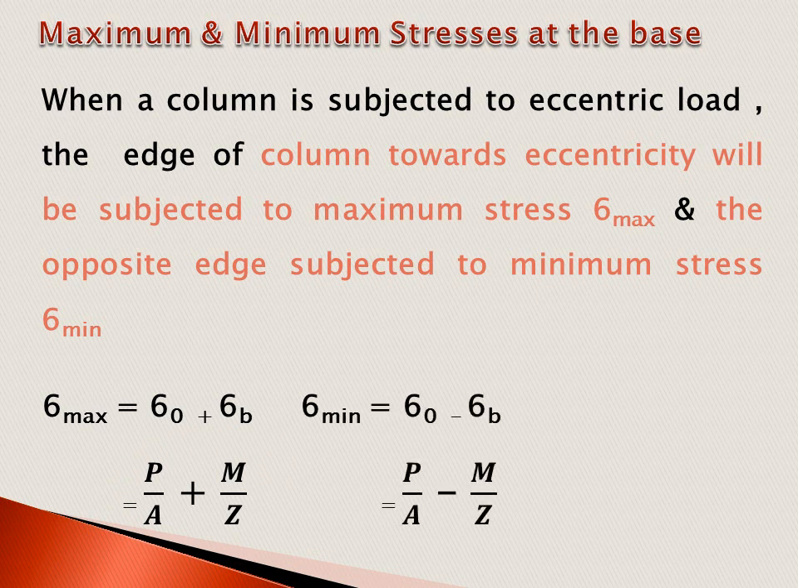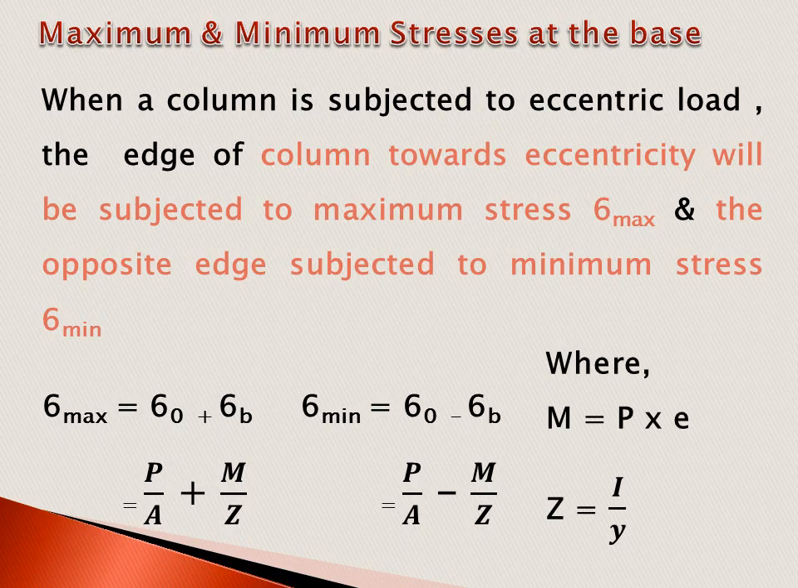Sigma minimum is equal to sigma 0 minus sigma b. That means direct stress minus bending stress. Therefore, P by A minus M by Z, where M is calculated by using force into eccentricity, that is moment is equal to force into eccentricity, and Z depends on moment of inertia, that is Z is equal to I by Y.